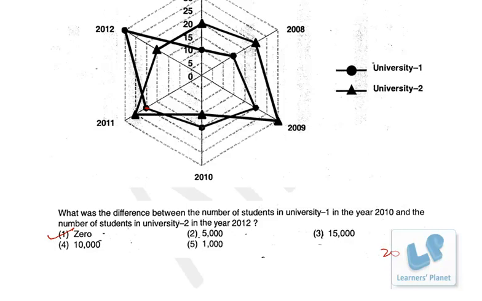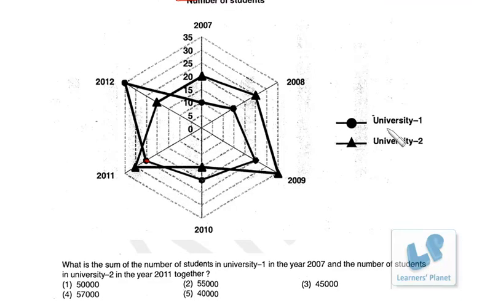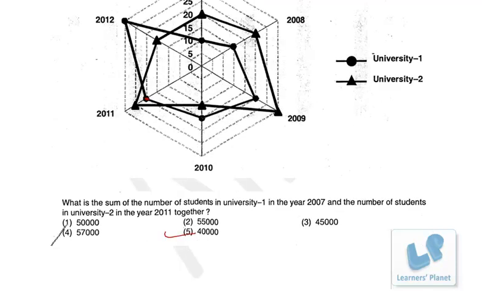Okay. This question. What is the sum of the number of students in University 1 in year 2007 and the number of students in University 2 in year 2011 together? University 1 in year 2007. So in year 2007, University 1, that is circle, that's 10,000, and University 2 in year 2011, that is triangle, and this is 30,000. So 30,000 plus 10,000, 40,000. Okay, quite easy. So even this set was very easy. Now let's take the next set.